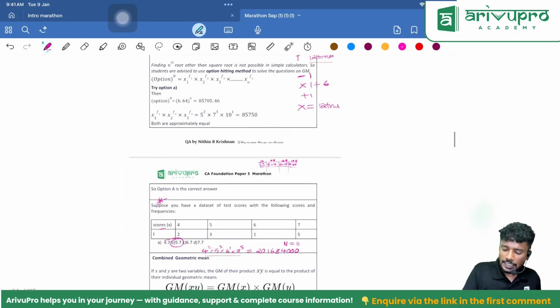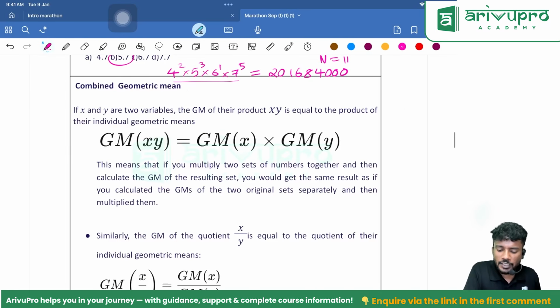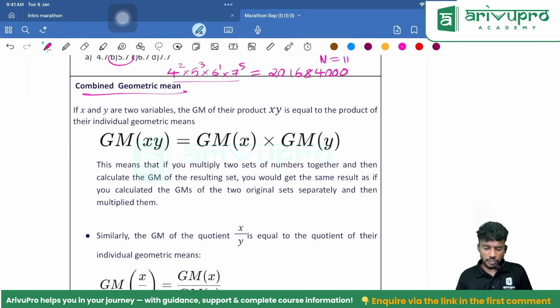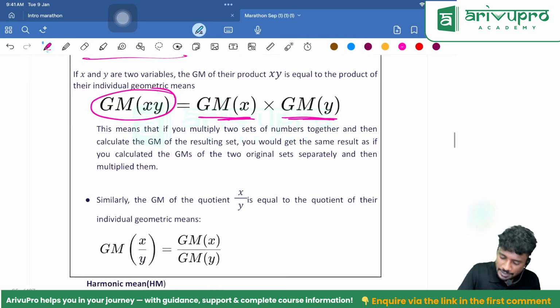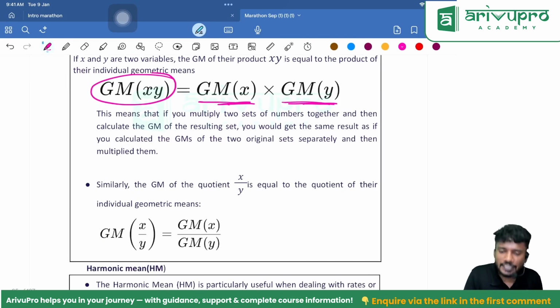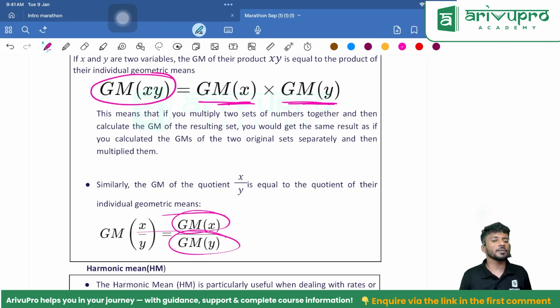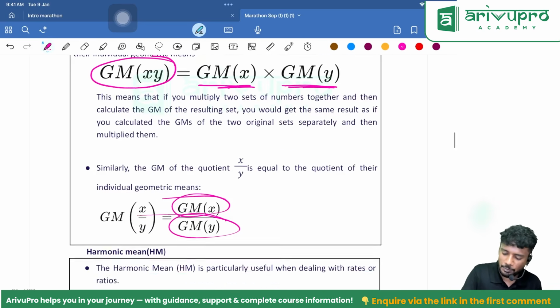Now the next one. Geometric mean combined. Geometric mean of x into y, variables x and y, is equal to geometric mean of x into geometric mean of y. Similarly, geometric mean of x by y is equal to what? Geometric mean of x divided by geometric mean of y. Sometimes they can ask, if they give it like this, which of the following is correct? We have seen questions like that in multiple chapters. So keep a note of that.